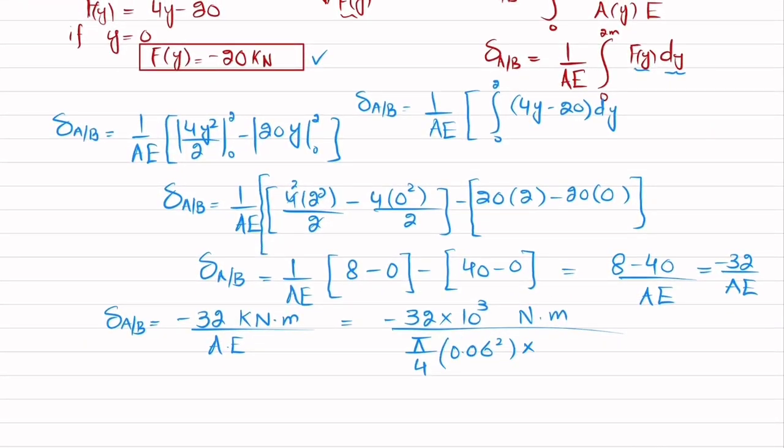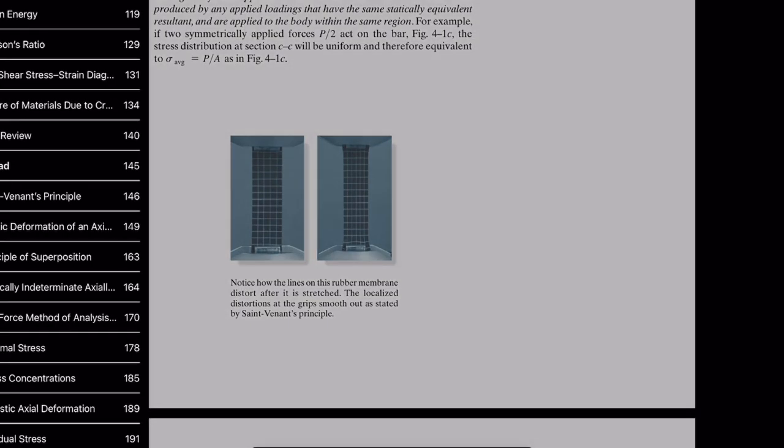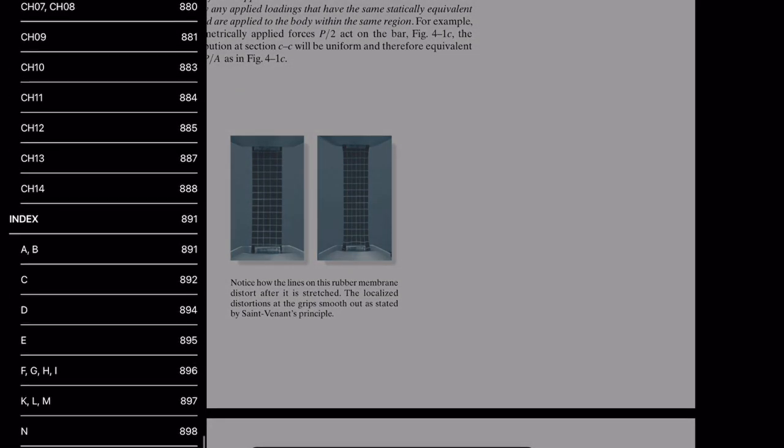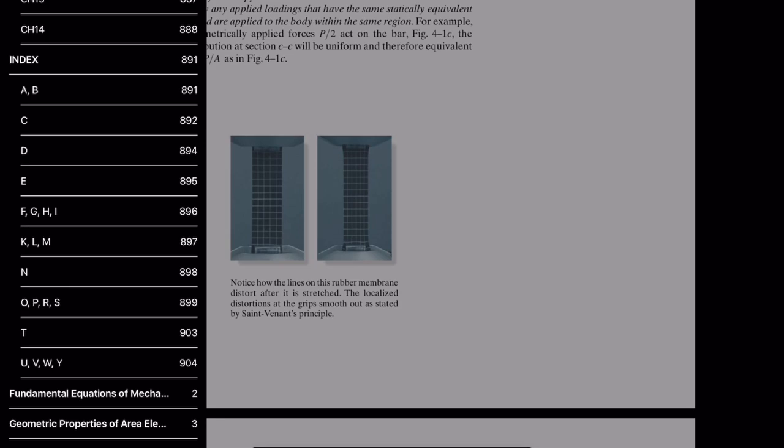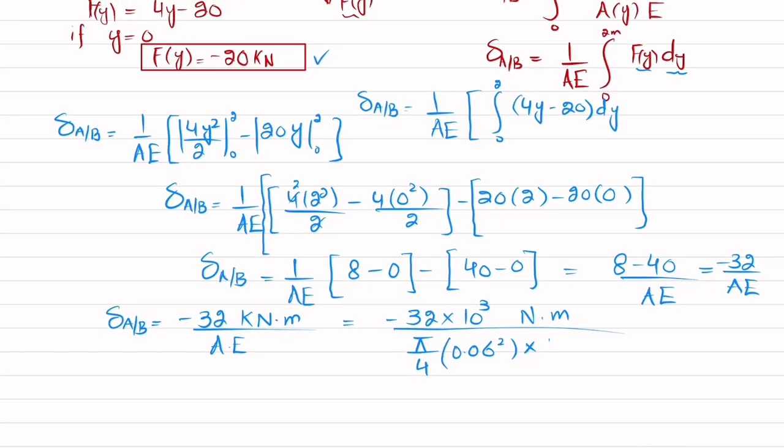And what about E? For E, we have been given that this is Douglas fir. So we have to go to the end of the book, and from the property table at the end you can see there is average mechanical properties, second last one. So when you click it, you will get this. You have to search it. Now you can see here we have wood. So wood is Douglas fir, and its E is 13.1 gigapascal. So 13.1 into 10 raised to power 9. So I will write 13.1 into 10 raised to power 9.